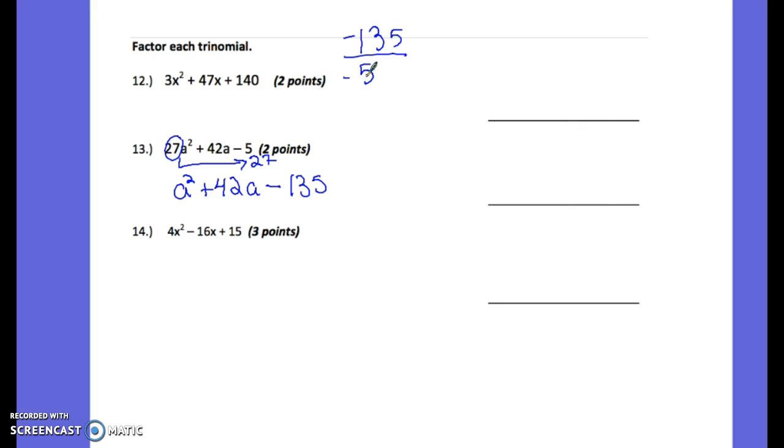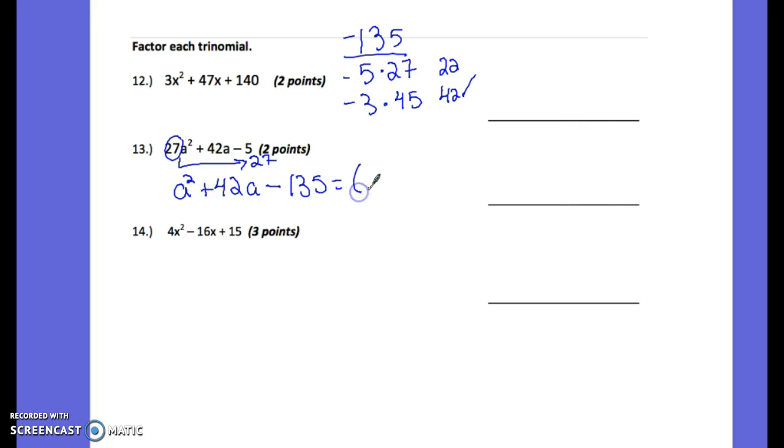135 divided by 5 is 27. So that's a little bit too small. So maybe let's try, because that sum's going to be 22, where I'm looking for 42. Let's try 135 divided by 3, -3 times 45. Oh, that adds up to be 42. Check, that's what we want.